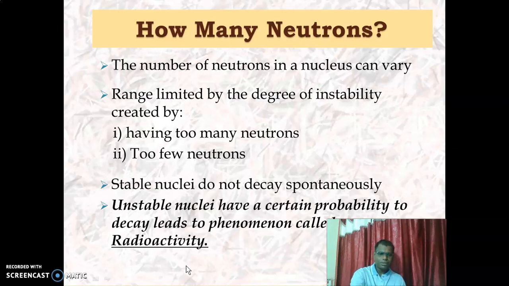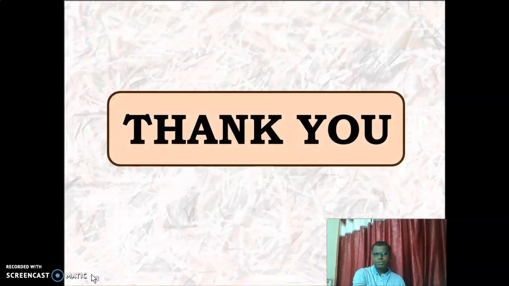In the next lecture we will discuss the next concept, radioactivity, which is shown by unstable nuclei because of having a very large or very small number of neutrons. So this is nothing but the study of some basic terms of nuclear chemistry.